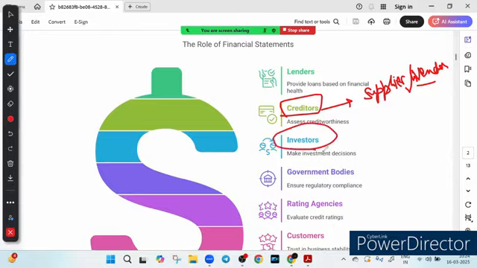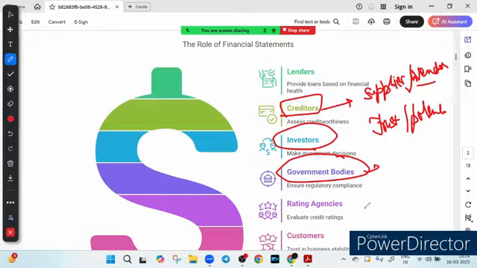The next is investor. Investment is all about trust and potential. So investor analyze financial report to determine if the business is worth funding. Then we have government body. So regulatory authority, they ensure financial compliance and transparency. They prevent fraud, they maintain economic stability.